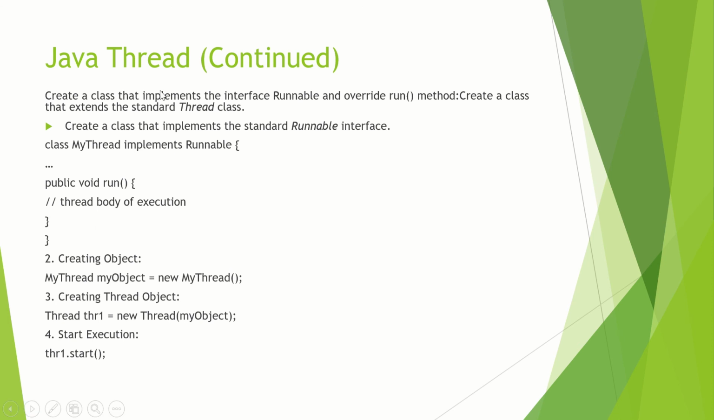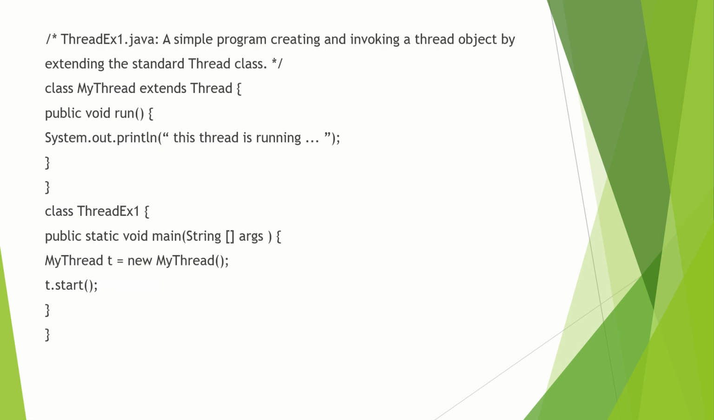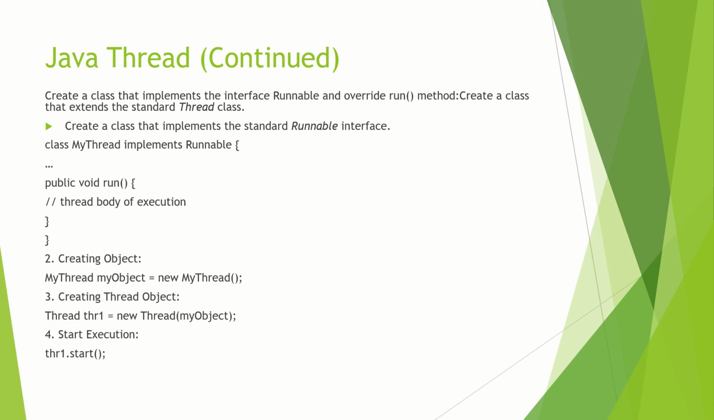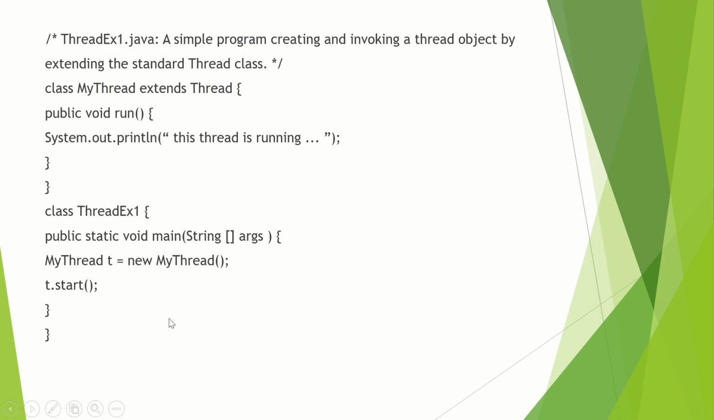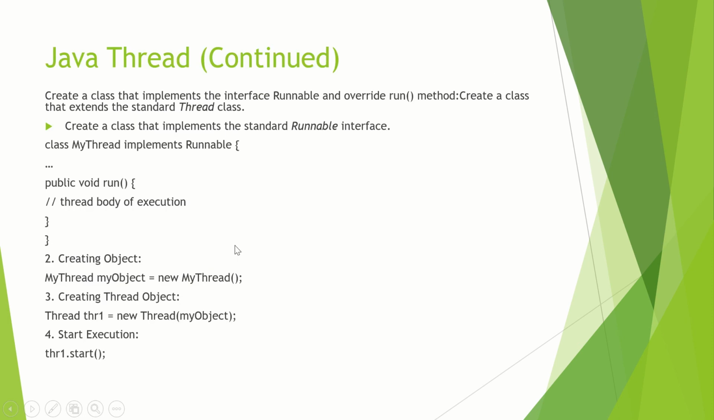So this is that. Create a class that implements the Runnable interface and override run. Or create a class that extends the standard Thread class. You can override run when you create a thread object, new Thread, and you override the run method.